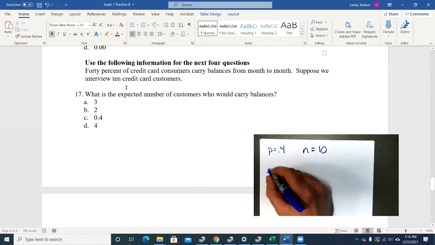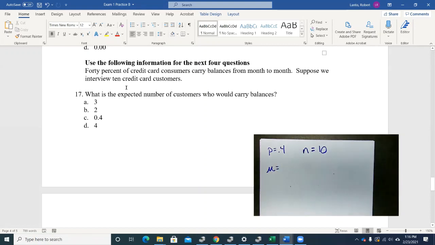So here, if I wanted to find the mean, or the expected number of people who carry a balance, well, out of 10, if on average 40% of people carry a balance, what would the mean number of expected people be here?